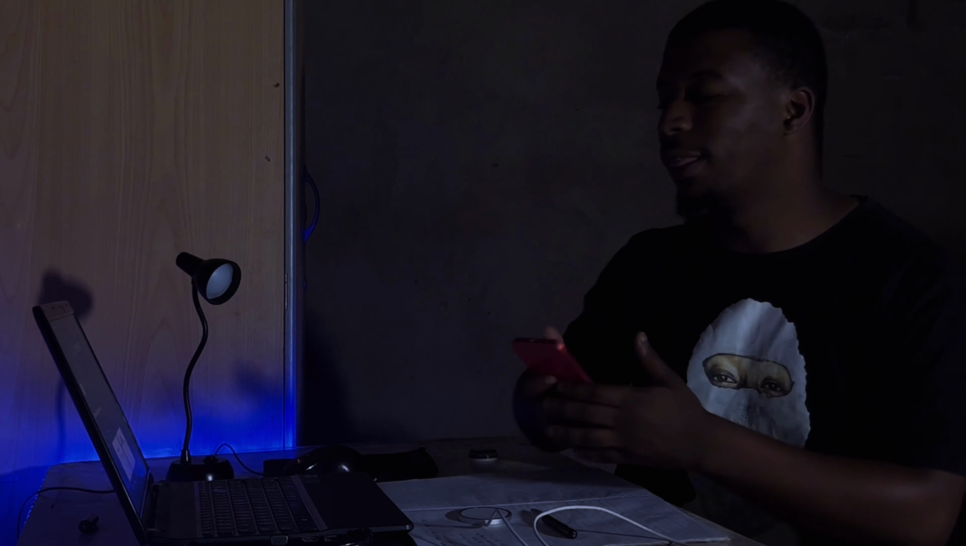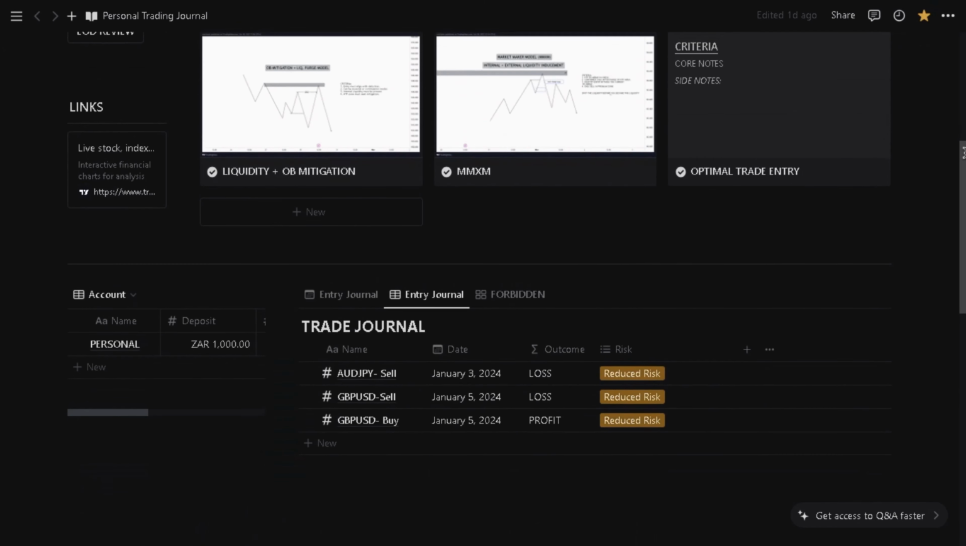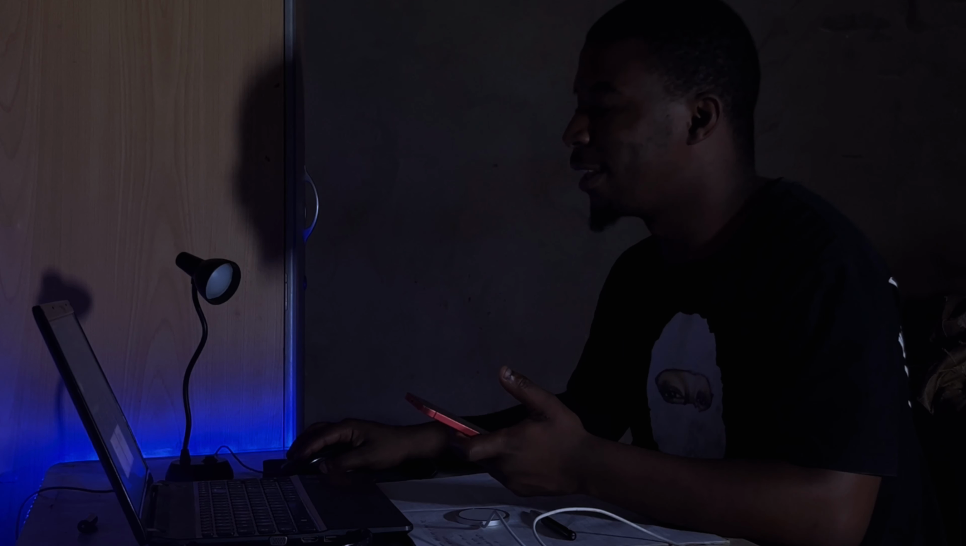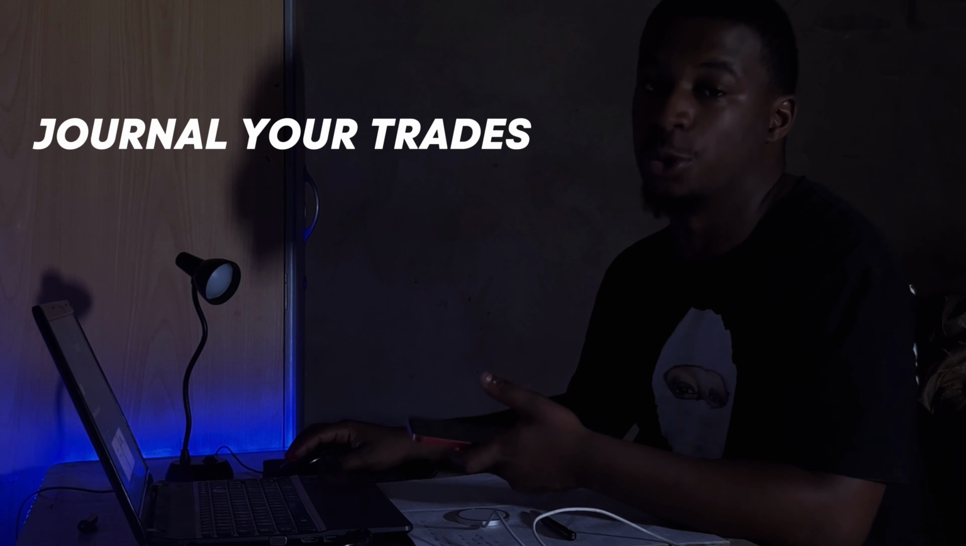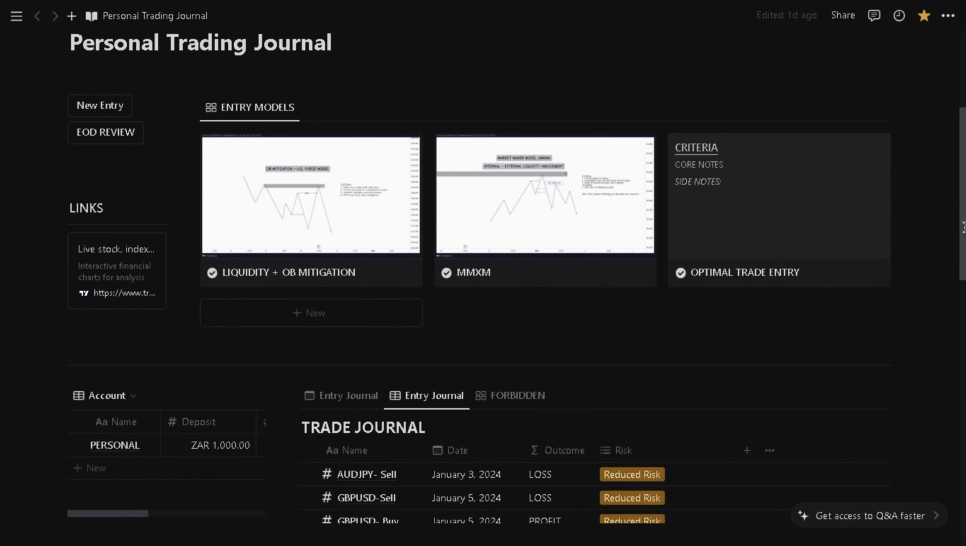And if you don't have a journal, one thing I do definitely have is my Notion template. If we go here, this is where I usually journal every trade. Make sure that if you have a trade that you plan out and trade using the order flow, you have a journal that you can use to journal your trades. So this is the journal that I use. It's on a platform called Notion, and everything that you see here, I have created myself.